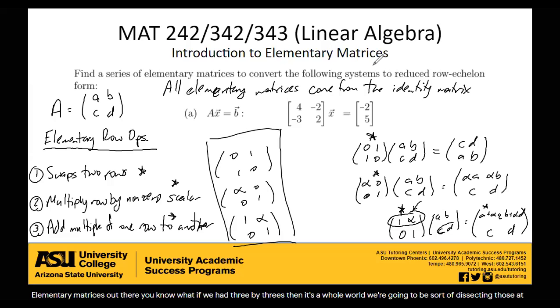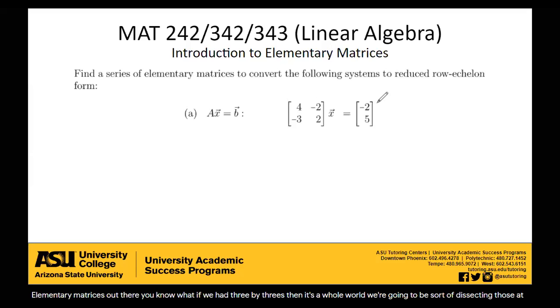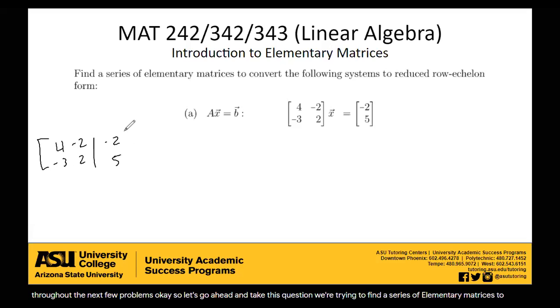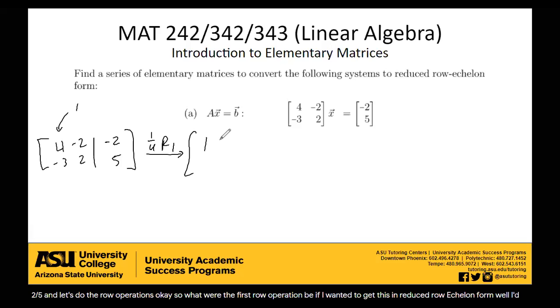So let's go ahead and take this question. We're trying to find a series of elementary matrices to convert the following system to reduced row echelon form, okay? So let's take our system, 4, -2, -3, 2, augmented with -2, 5, and let's do the row operations, okay? So what would the first row operation be if I wanted to get this in reduced row echelon form? Well, I'd want to make that a 1, correct? So I would take 1/4 row 1. If I multiply by 1/4, that would be 1, -1/2, -1/2, -3, 2, 5.